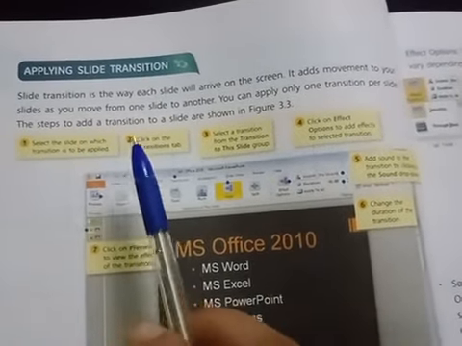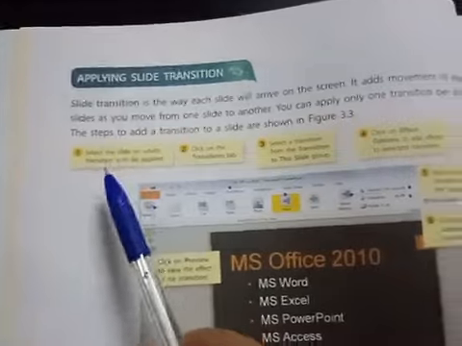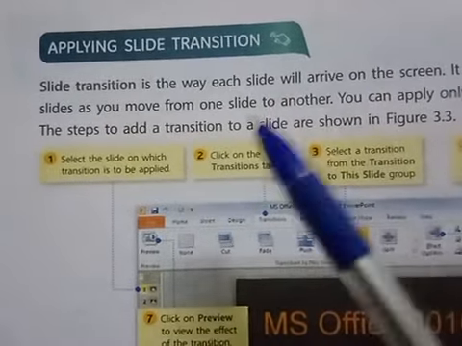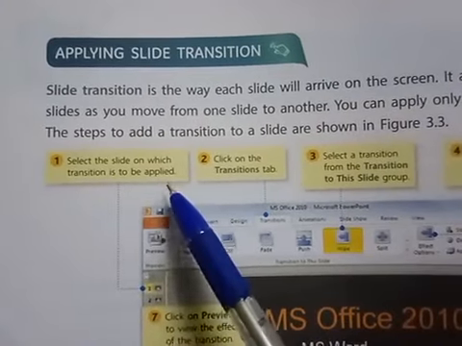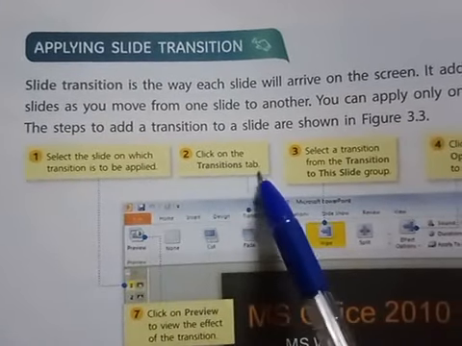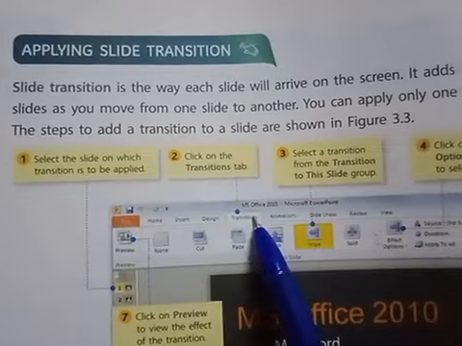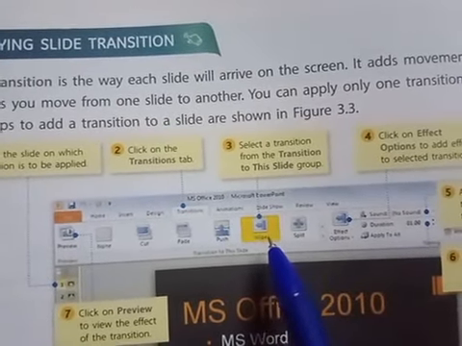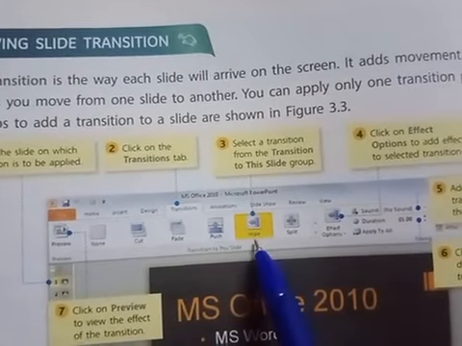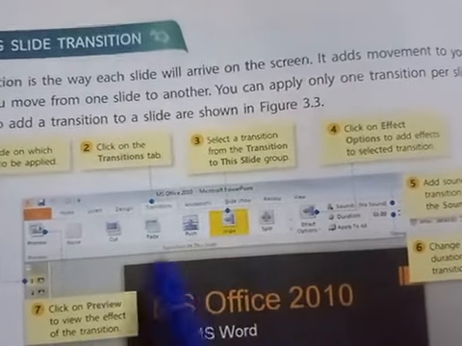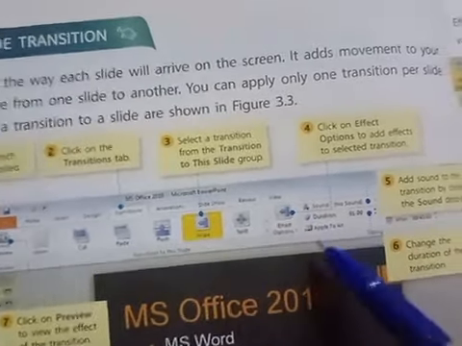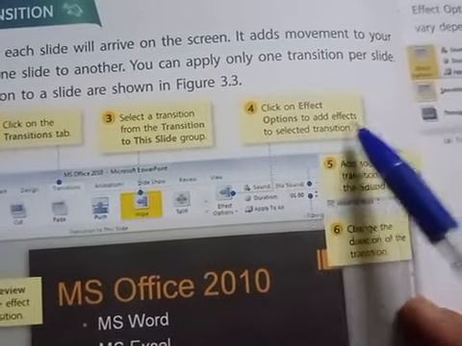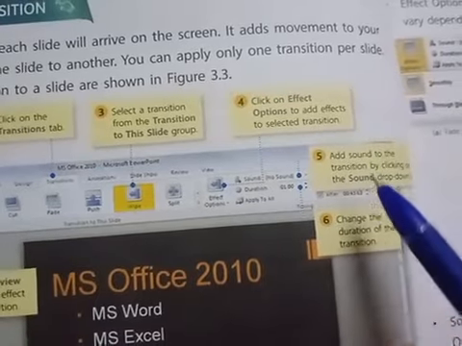The steps to add transition, you all students are familiar with these steps. First step is to select the slide on which the transition is to be applied. Next, click on the Transitions tab. Then select a transition from the transition effects of this group. Now click on the Effect Options to add an effect to the selected transition.